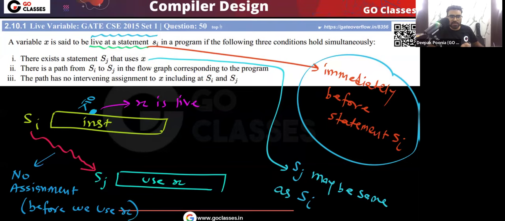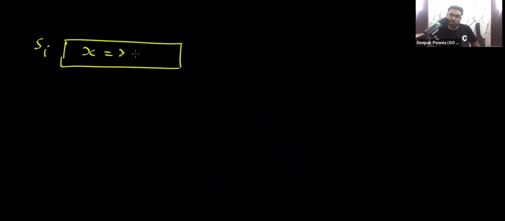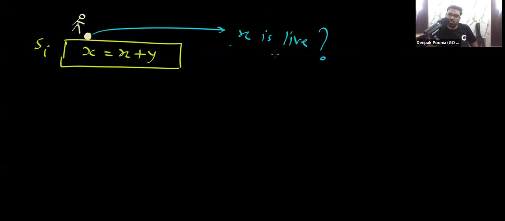Now let me ask you one question here. You tell me, is this type of situation possible or not? Will you allow this type of situation where in Si, let's assume that X is equal to X plus Y. Remember, you are standing immediately before Si, and I want to check if this type of situation is there. Now you tell me, will we say X is live or not at this point? What will you say? Will you say X is live or not?